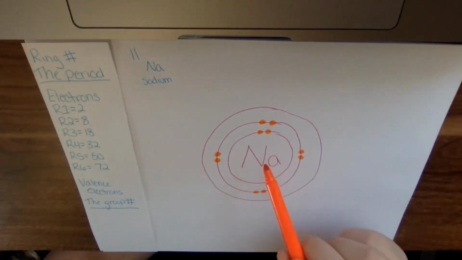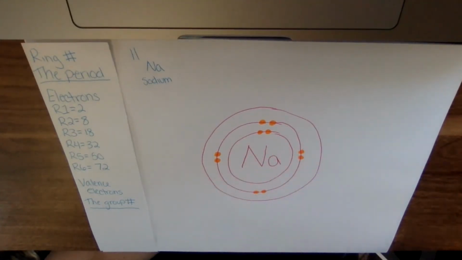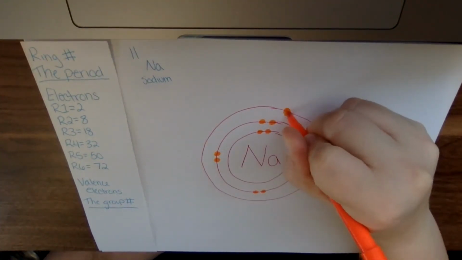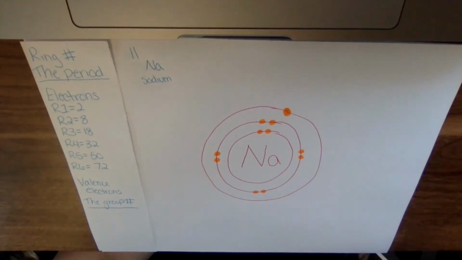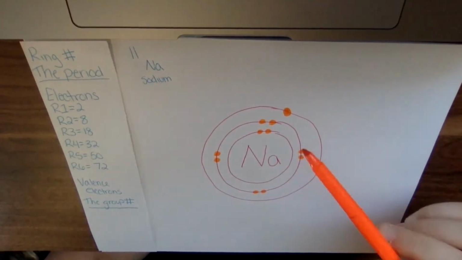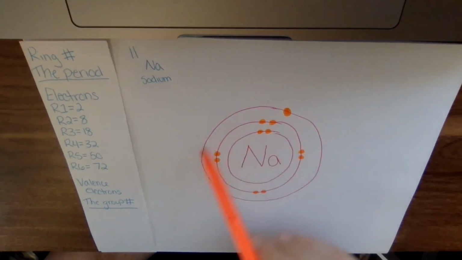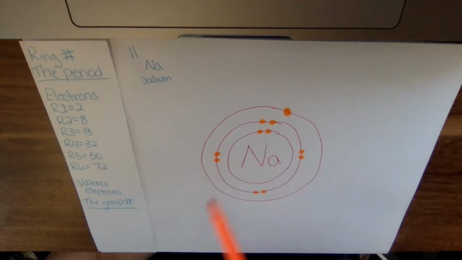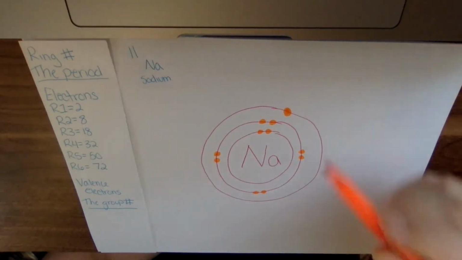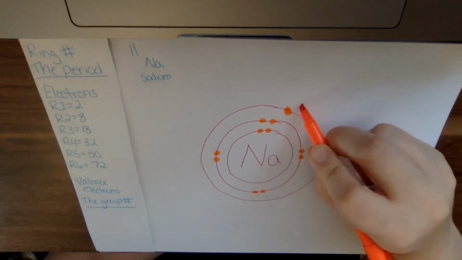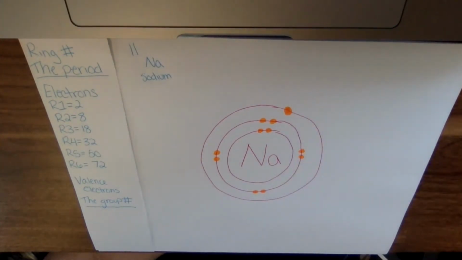Ring 1 is completely filled. Ring 2 is completely filled. And I have 1 more electron to get 11, so I'm just going to put that last one in the outer ring. Remember, how you can tell if you did this correctly is by looking at how many valence electrons there should be, which is how many electrons are in the outer ring of your element. Sodium is in group 1, and group 1 has 1 valence electron. Sodium has 1 valence electron here, so I did it correctly.